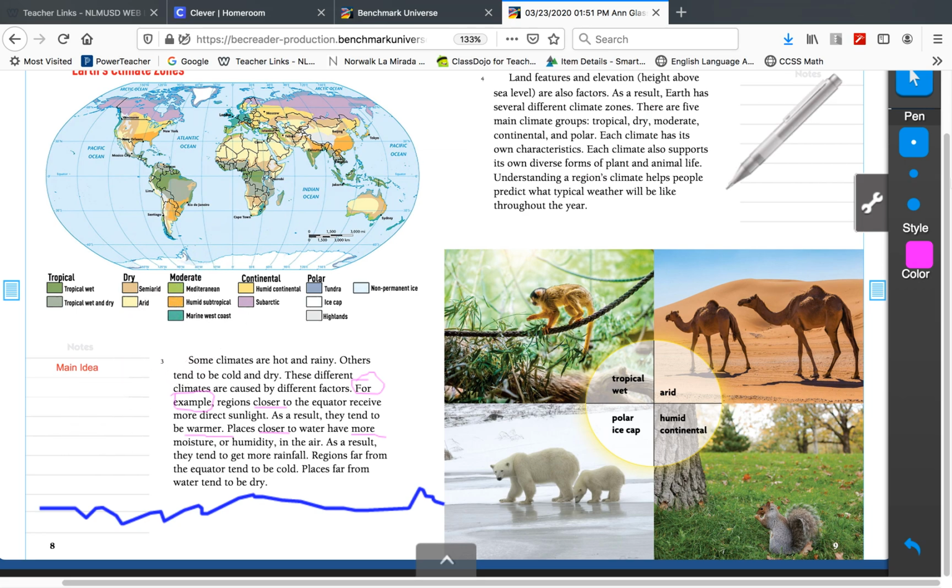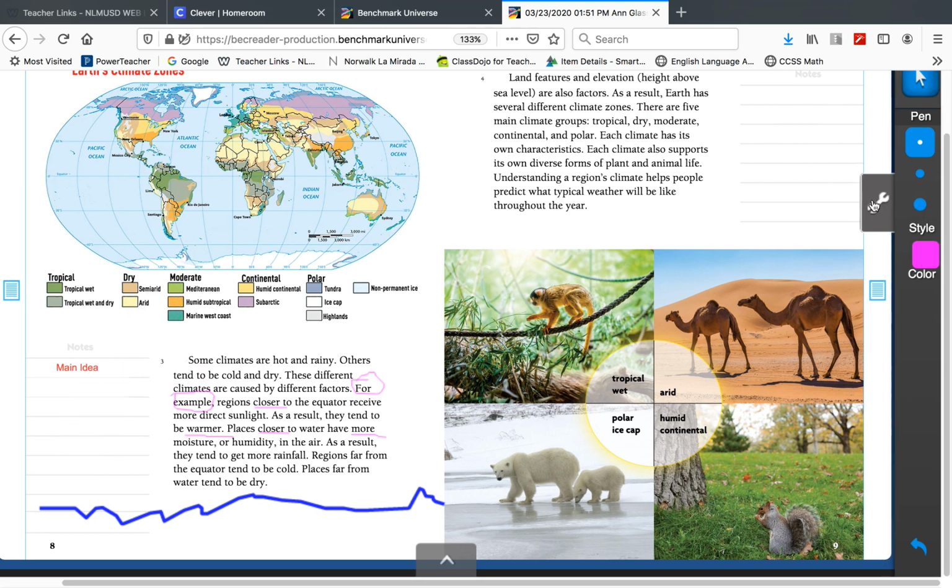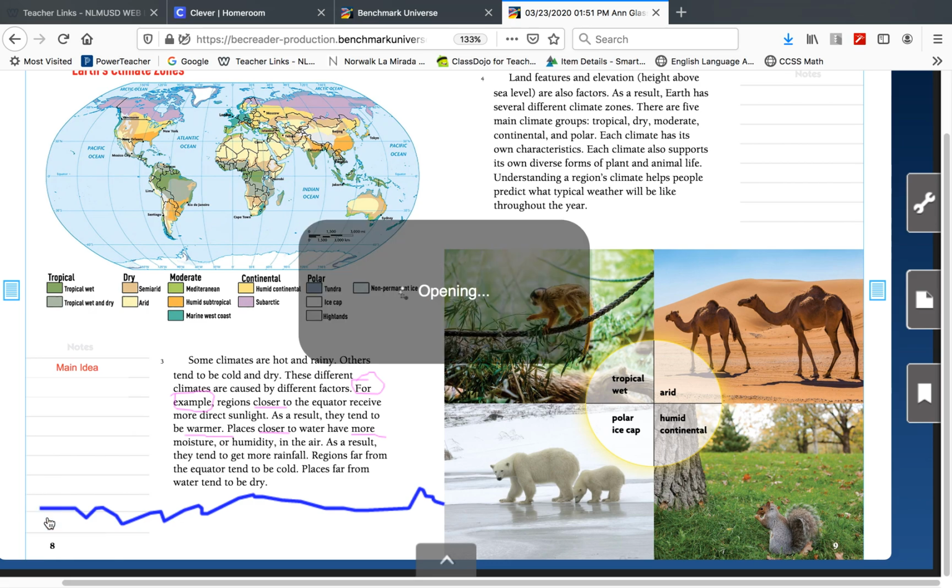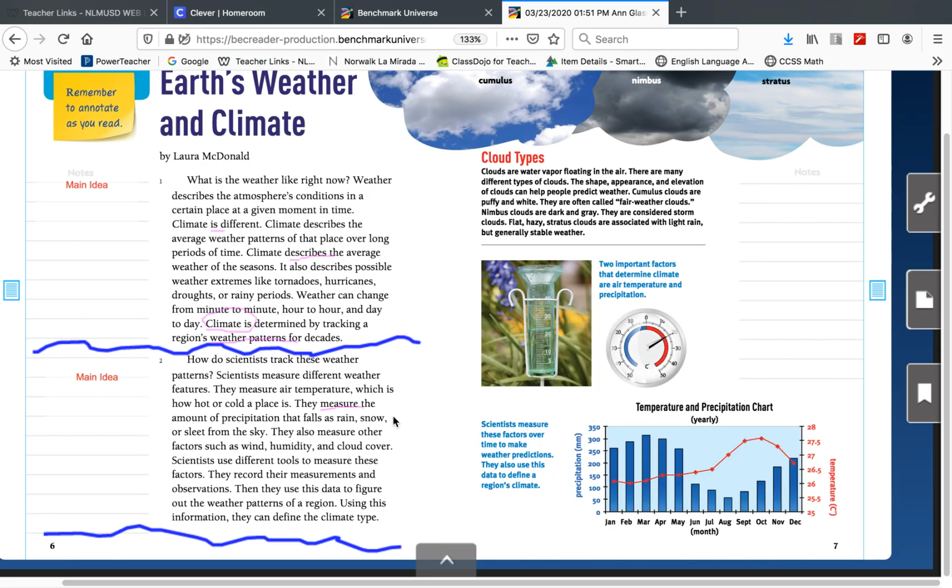Let's see, let's go back. I'm going to put my pen away and try to turn the page again. Let's see if we can find any adjectives. Adjectives are words that describe nouns.